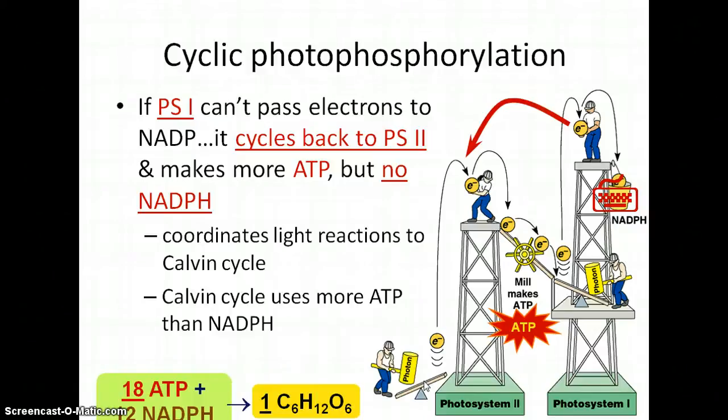So another thing to keep in mind is that in order to make just one molecule of glucose, we need 18 ATP molecules and 12 NADPH molecules. So just one splitting of a water molecule and the passing of a pair of electrons is only going to produce one NADPH. So we actually have to run that electron transport chain at a pretty quick pace in order to even make one molecule of glucose.